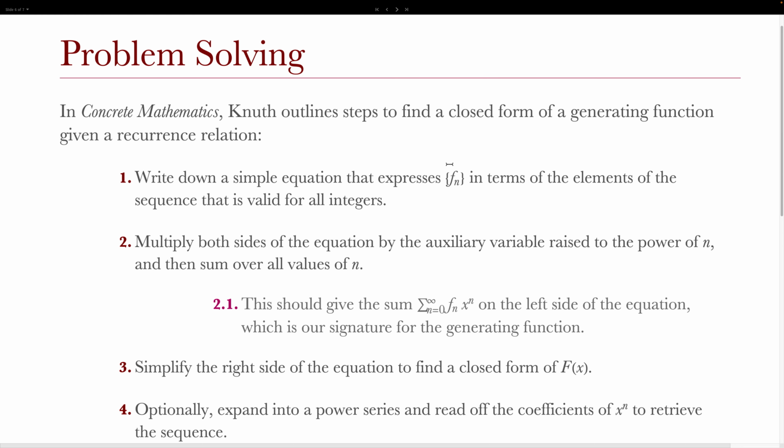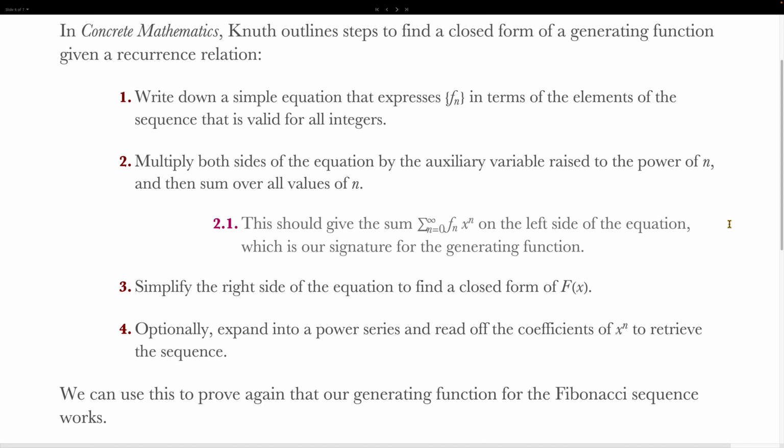Now to make the most use of these examples, we should look at how to find our own generating functions. In Concrete Mathematics, Knuth outlines steps to find a closed form of a generating function given a recurrence relation. First, you should write down a simple equation that expresses f sub n in terms of the elements of the sequence, and make sure that it's valid for all integers n. Then, you should multiply both sides of the equation by the auxiliary variable raised to the power of n, and then sum over all values of n.